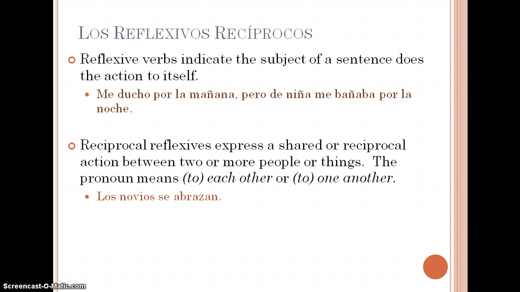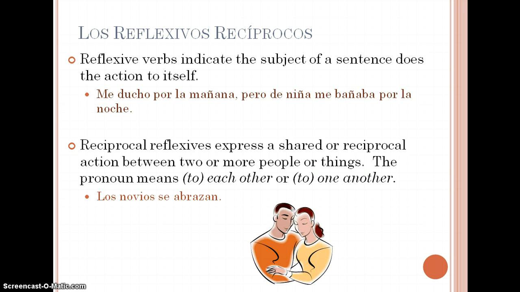However, we're now going to be looking at reciprocal reflexives. These are different in that they have a shared or reciprocal action between two or more people or things. Whereas in a reflexive verb, I can do it to myself, like me ducho, reciprocal reflexives have to be between two or more people or things. The pronoun in this case will always mean to each other or to one another. So my example, los novios se abrazan.